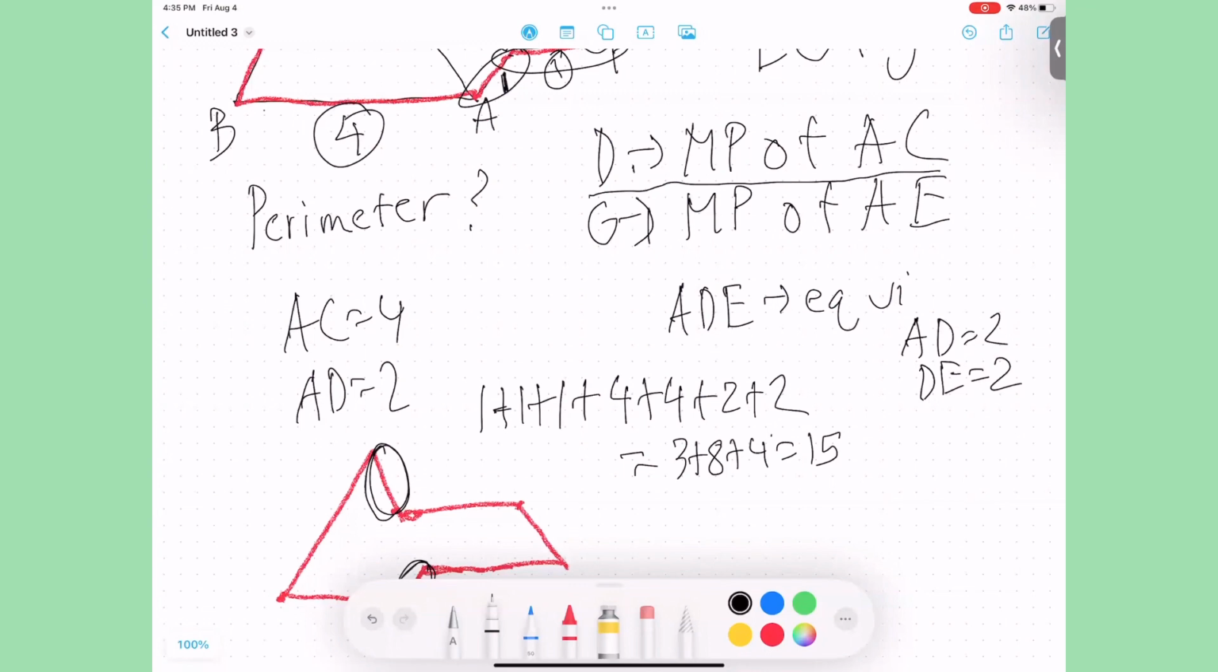Oh, I'm just using Freeform. It's an iPad app. Yeah, no problem. Does it make sense to everybody though? Good.